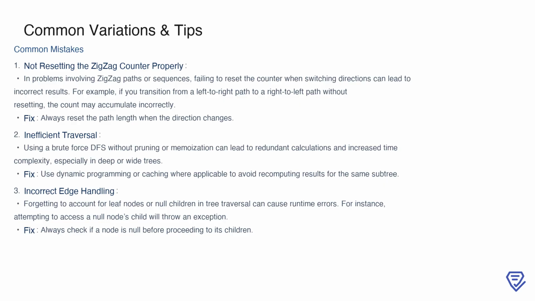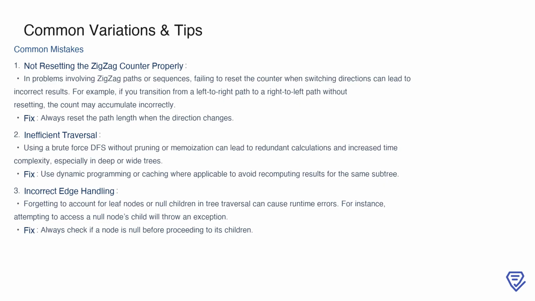Another mistake is performing inefficient traversal. A brute force DFS without optimization, like pruning or memoization, can result in redundant calculations, especially in large or deeply nested trees. To address this, you can use dynamic programming or caching techniques to store results and avoid unnecessary recomputation.